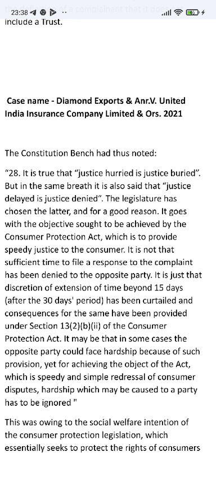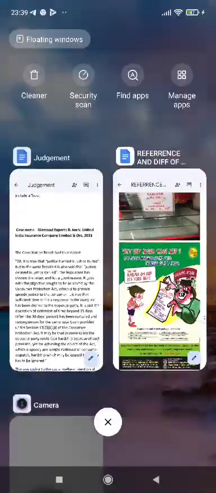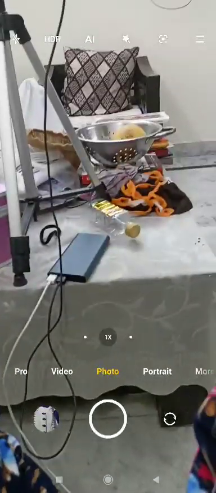It may be that in some cases the opposite party could face hardship because of such provisions, yet for achieving the objective of the Act, which is speedy and simple redressal of consumer disputes, hardship which may be caused to a party has to be ignored. This was owing to the social welfare intention of the Consumer Protection legislature, which essentially seeks to protect the interest of the consumers.